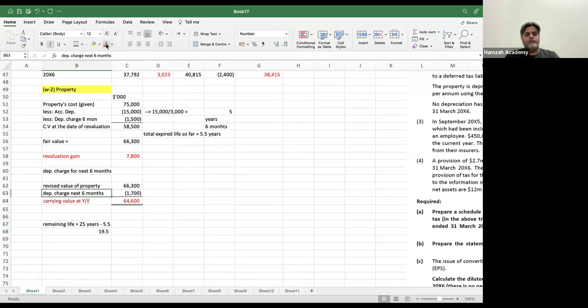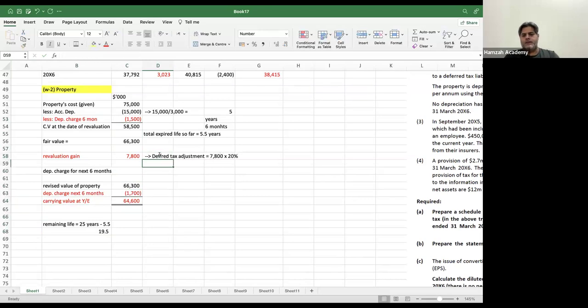That's going to be over here. This depreciation is what we need. This depreciation is what we need as well. And this is the revaluation gain on which we are going to have the deferred tax adjustment as well.